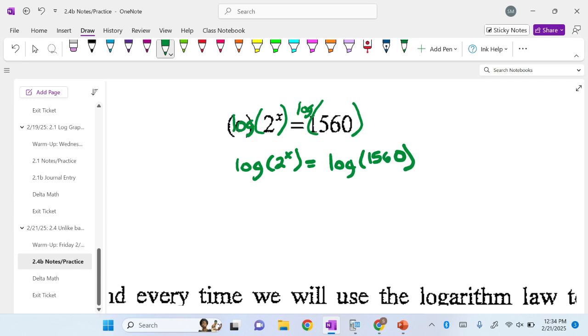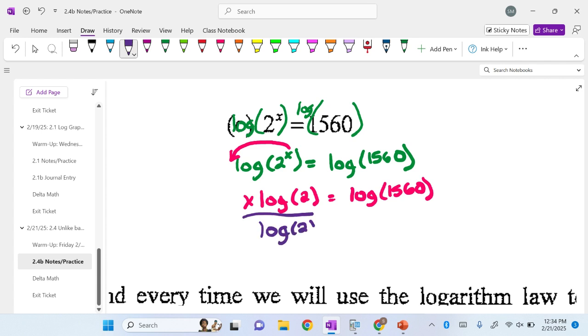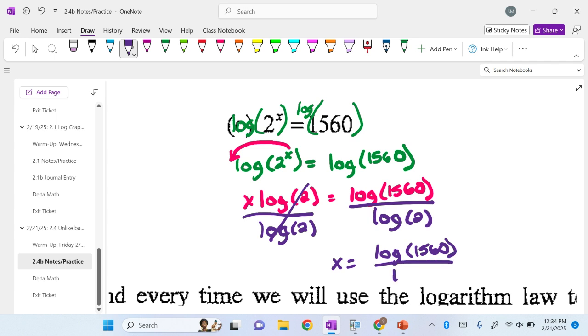Someone else, what do I do now? Who has not talked today? Right, we move the x to the front. So this is now x log of 2 is equal to log of 1560. What's my last step? Divide by log of 2. Good. That goes away. We get x is equal to log of 1560 all over log of 2.